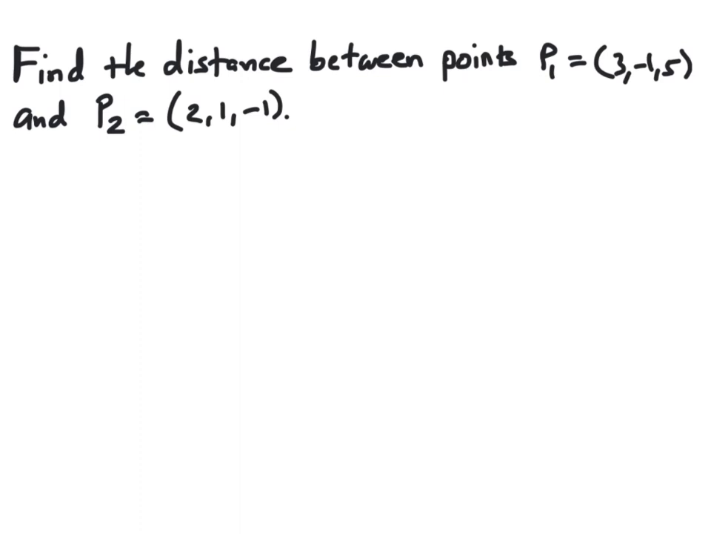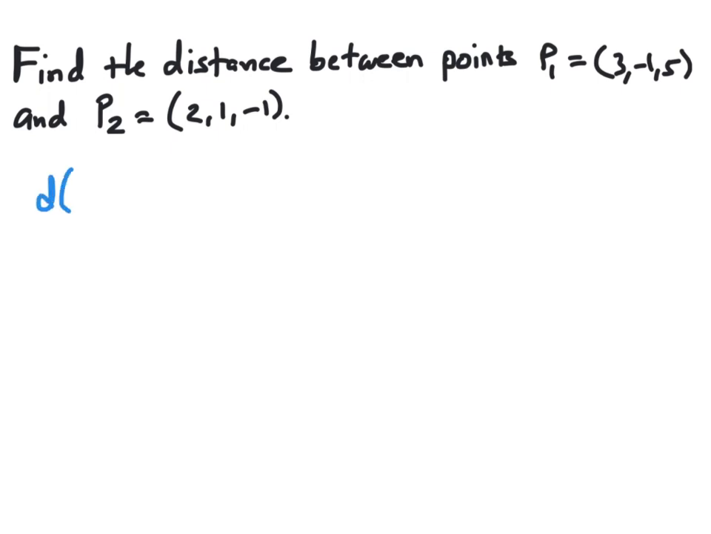In this example, we want to find the distance between the points P1, located at (3, -1, 5), and P2, located at (2, 1, -1). In order to find this distance, we're going to use the distance formula for three-dimensional space.